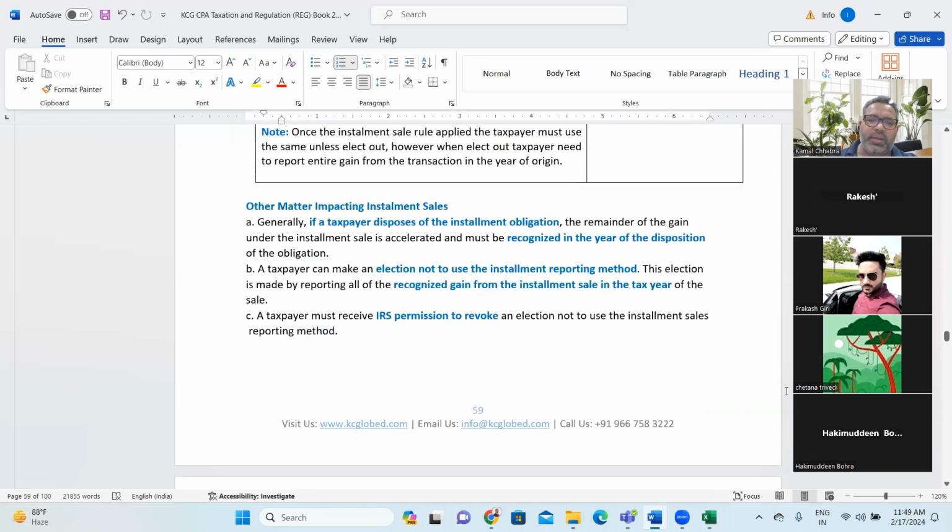So other matters that are impacting the installments. Generally, if a taxpayer disposes of the installment obligation, the remainder of the gain under the installment sale is accelerated and must be recognized in the year of disposition of the obligation.